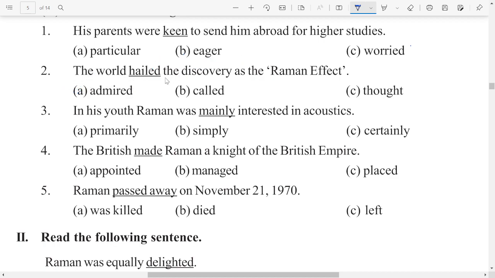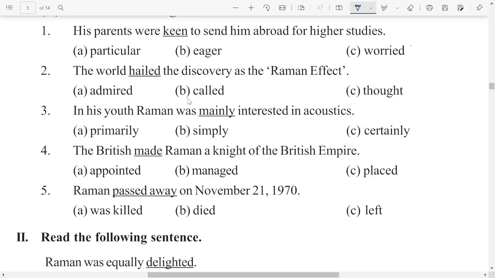Okay, next. In his youth, Raman was mainly interested in acoustics. What do you mean by mainly? That means it was his first priority. Okay, so primarily, simply, certainly. So what do you mean by mainly here? Mainly means primarily. That was his first choice of study.